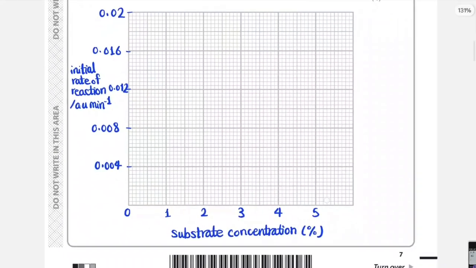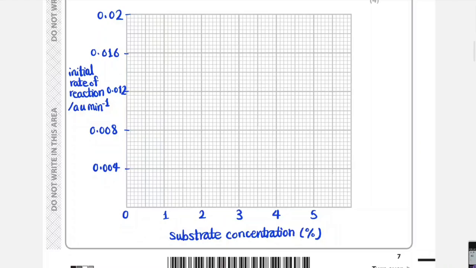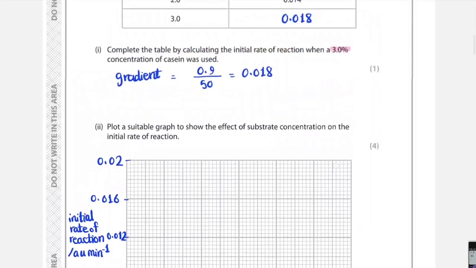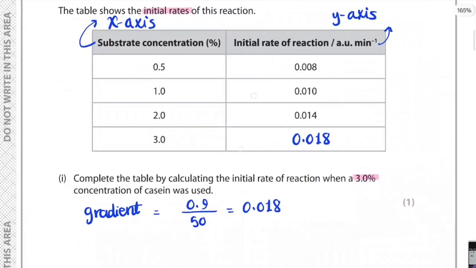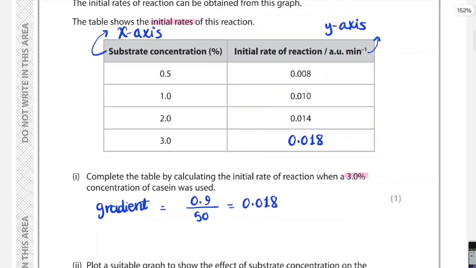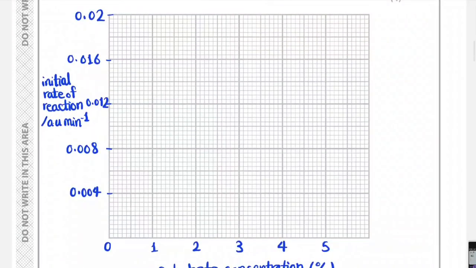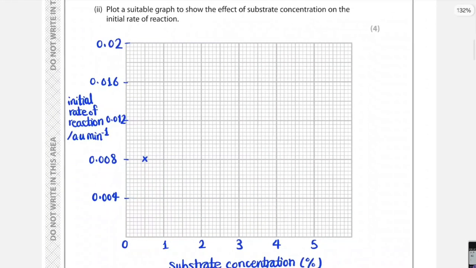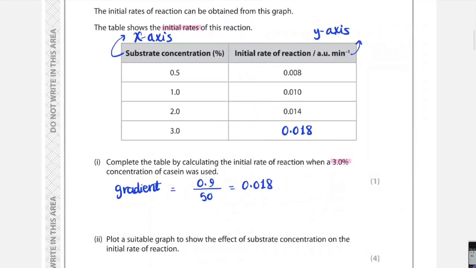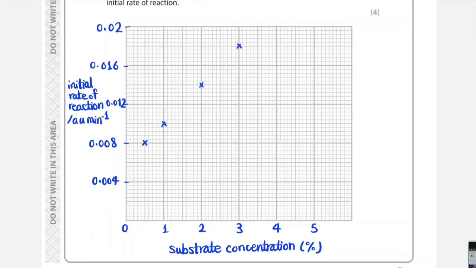Okay, and now we've filled the scale correctly. Let's start plotting the points. First one is 0.5 and 0.008. Here is my 0.5 and the 0.008 is here, so I can just draw an X here. And the same goes for the other points. And here's how the plot looks. We can just join them with a straight line using your ruler, of course.